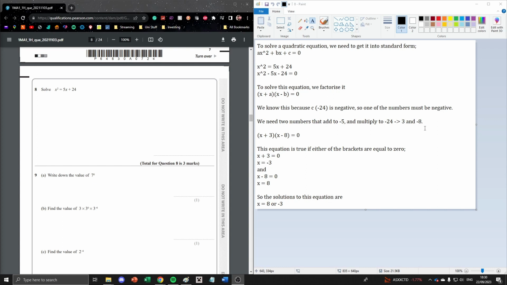3 and minus 8 are these two numbers. So we're going to get x plus 3 brackets, and then another set of brackets, x minus 8 equals 0. So this equation will be true if either of these sets of brackets are equal to 0.